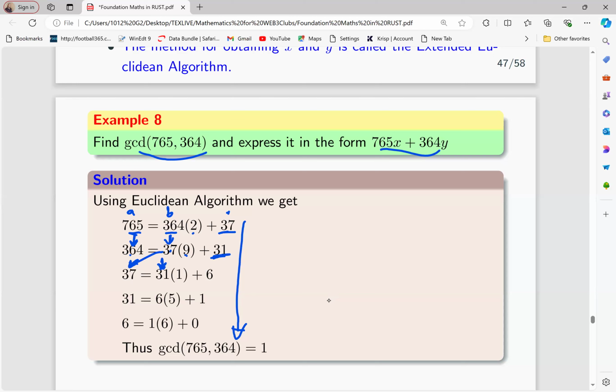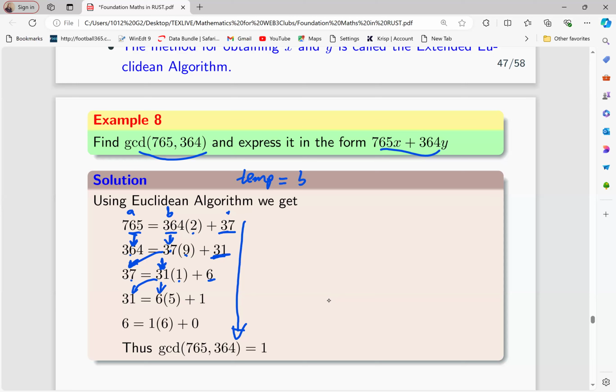So B goes here how many times? Once, and the remainder is 6. This becomes our new B when we are dealing with the Euclidean algorithm. And this now becomes our A. What was B becomes our A. Remember the temp in our explanation above.